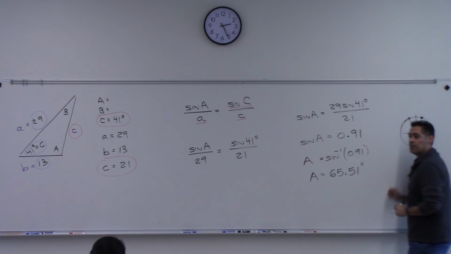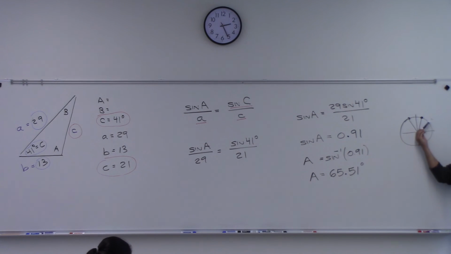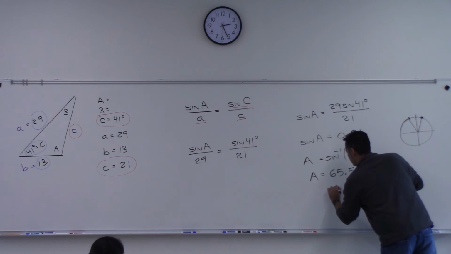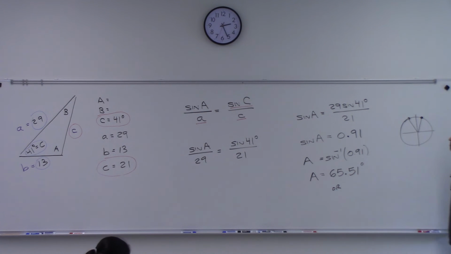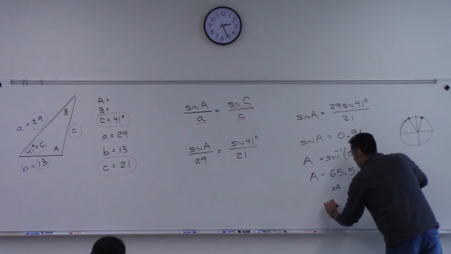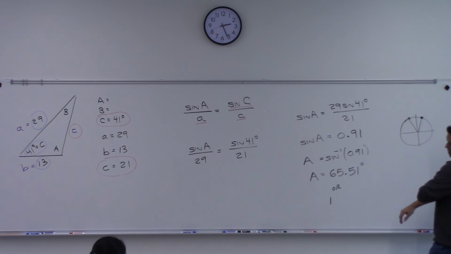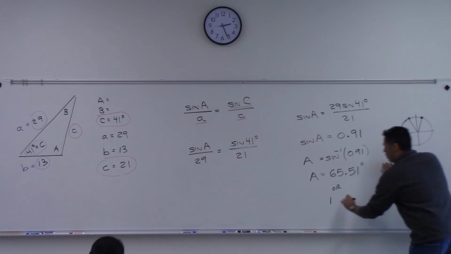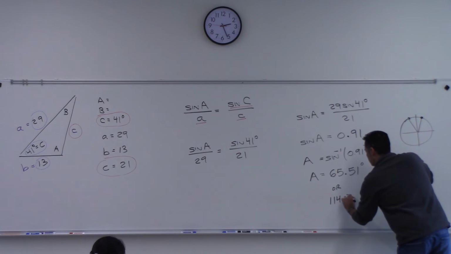65.51 degrees. All right, that's this angle right here. That's that first one, right? Or, what's the other angle? How do we get it again? We subtract that from 180. So what happens if you take that away from 180? You get 114.09? 49, yeah. 49 degrees.